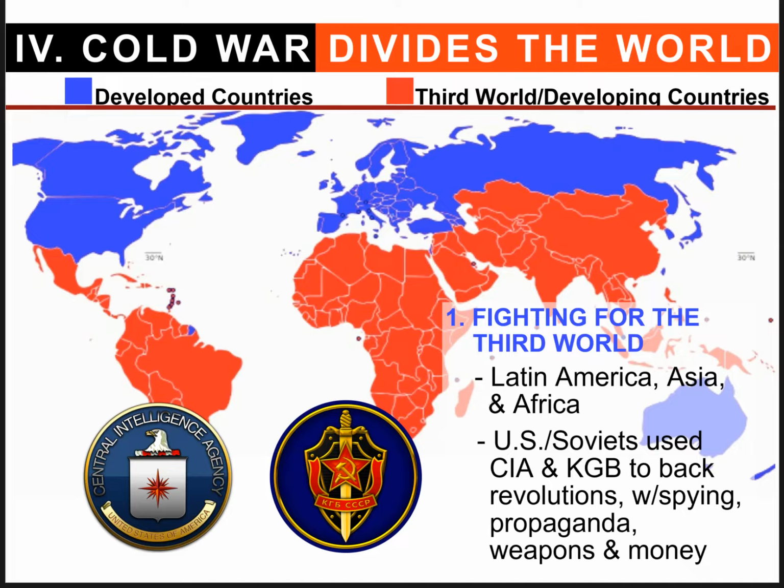Cold War strategies. The United States, the Soviet Union, and in some cases China, used a variety of techniques to gain influence in the Third World. They backed wars of revolution, liberation, and counter-revolution. The United States and Soviet intelligence agencies, the CIA and the KGB, engaged in various covert or secret activities, ranging from spying to assassination attempts.